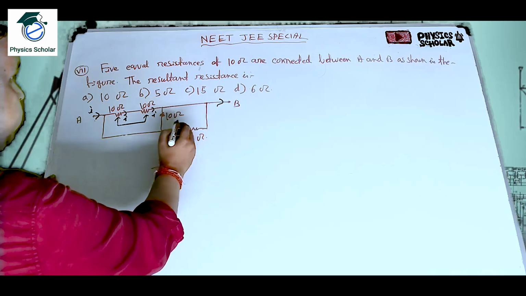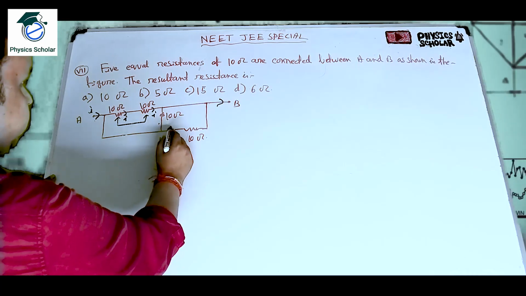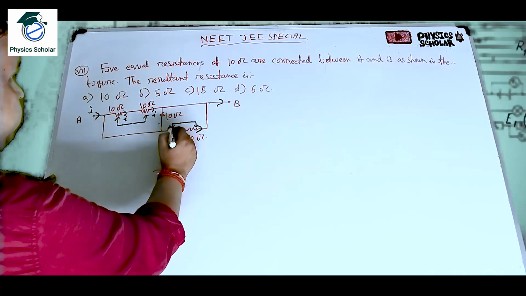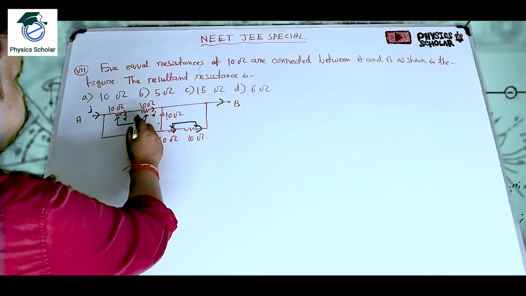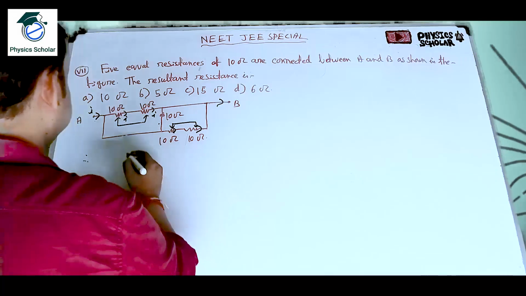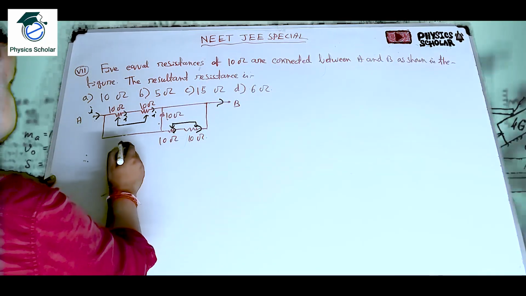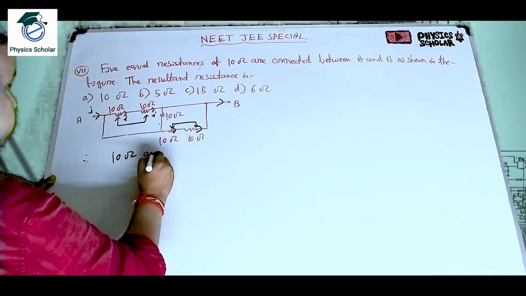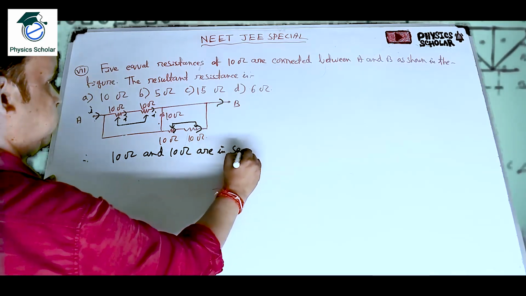Here it will be split into two parts. In these two, the same current will flow, so these two are also connected in series. But here it will be split, and here it will also be split. That means these three are connected in parallel. So what will happen? Clear? Here 10 ohms for these two and 10 ohms are in series.